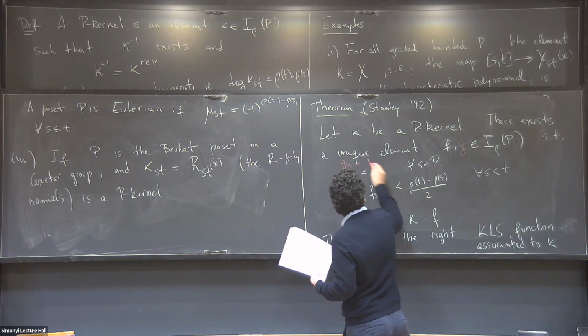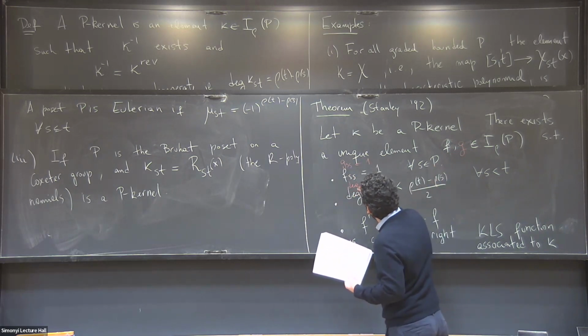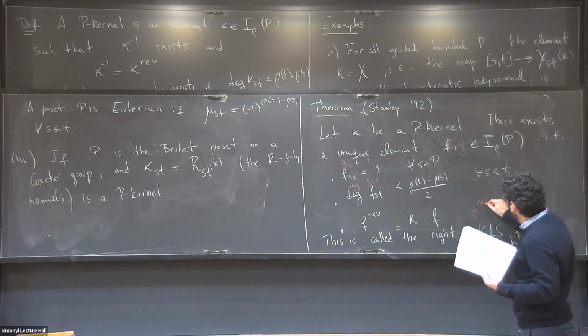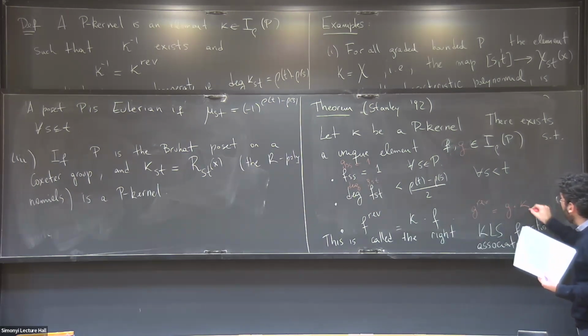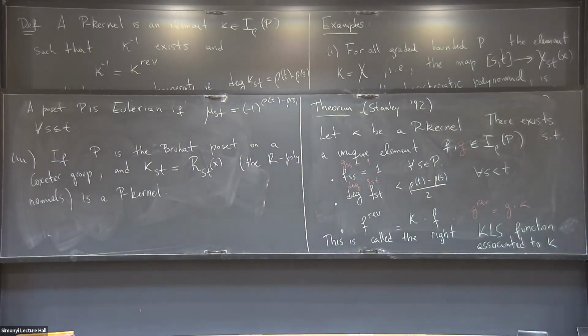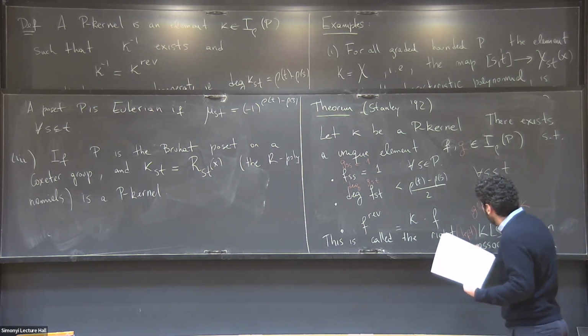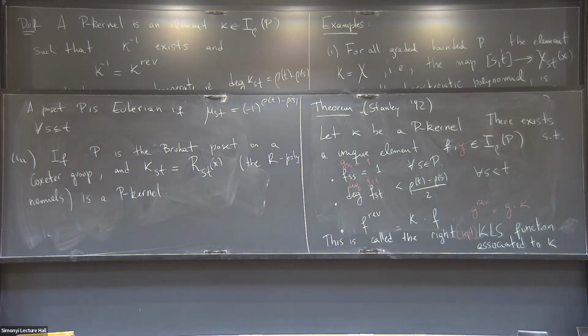So g_SS equals 1 for all S here. The degree of g_ST is also bounded here, but I will require that g rev is g multiplied with kappa to the right. So you can do the same thing. And g and f are not the same thing, and they behave quite differently. That is what you would call the left Kazhdan Lusztig Stanley function. So the point is, long story short, you give me a kernel, there are two special elements, small f and small g. f is called the right Kazhdan Lusztig Stanley function, and g is called the left Kazhdan Lusztig Stanley function.